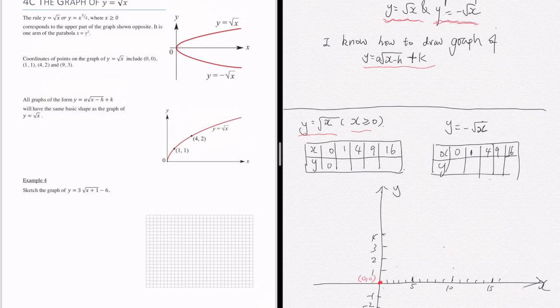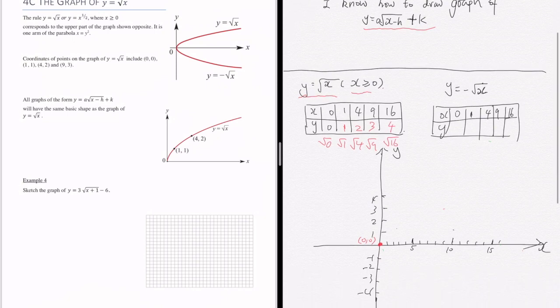So here I already constructed the table over here. x can be equal to 0, 1, 4, 9, 16. Now to calculate y: when x is equal to 0, square root 0 is 0, square root 1 is 1, square root 4 is 2, square root 9 is 3, square root 16 is 4.